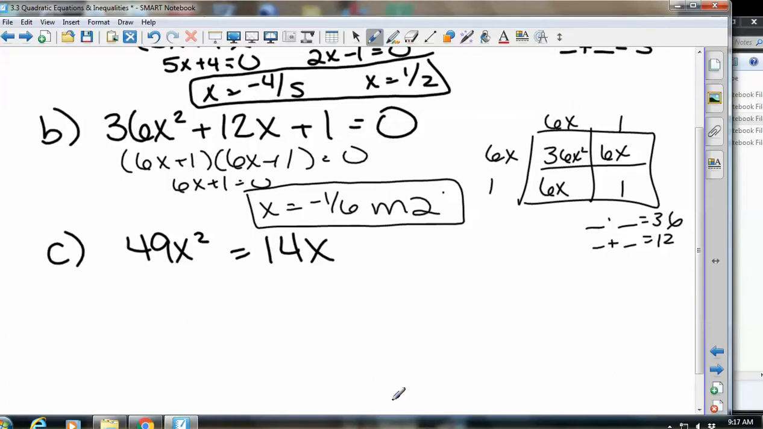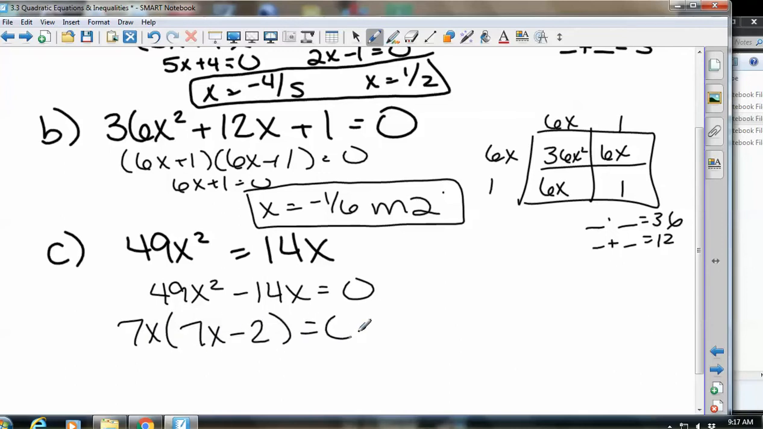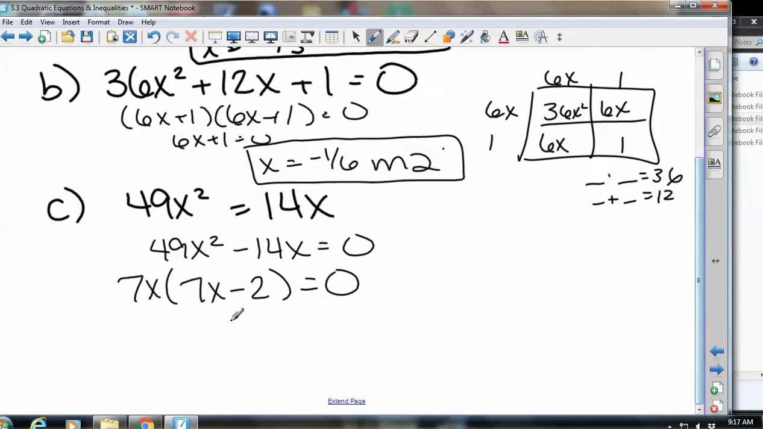Last one. Did anybody divide by x here? Good. So set it equal to 0. Subtract over your 14x. Then you can factor out a 7x. So set each one to 0. And you get 0 and 2 7s.